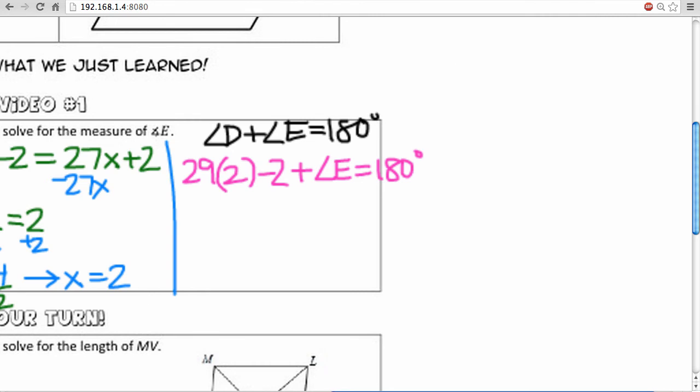Now let's start simplifying a little bit. So we got 29 times 2. We have to follow our order of operations. So this becomes 58 minus 2 is equal to 180 degrees. Simplify.